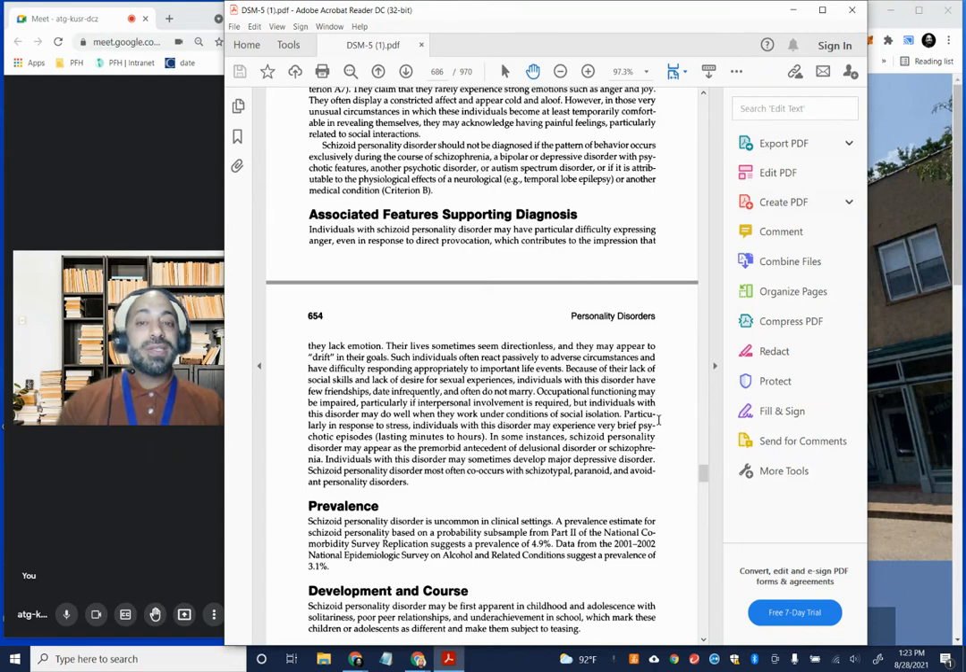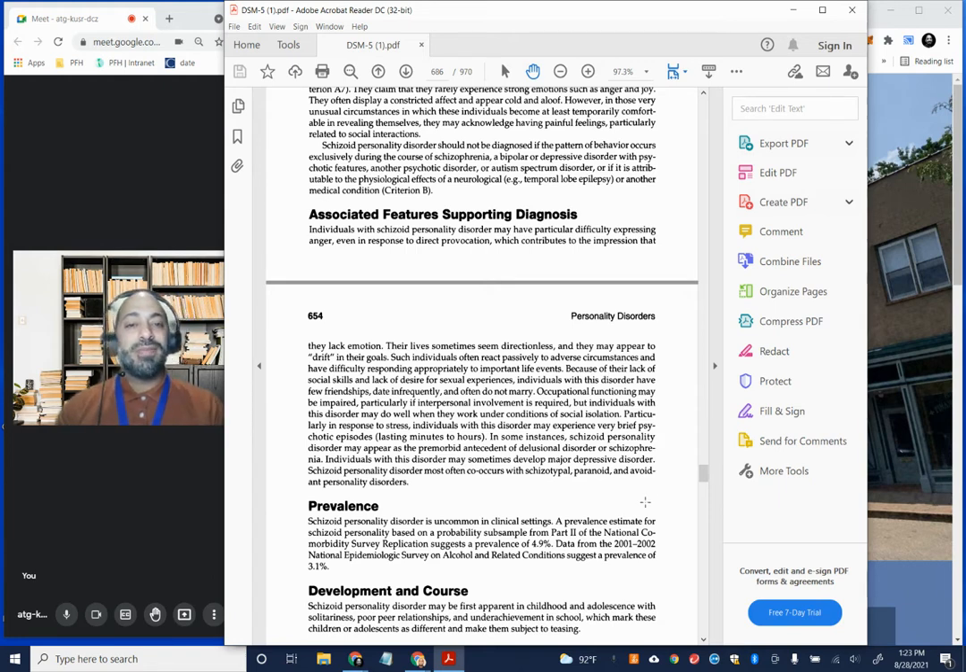Particularly in response to stress, individuals with this disorder may experience very brief psychotic episodes lasting minutes to hours. In some instances, schizoid personality disorder might appear as the premorbid antecedent of delusional disorder or schizophrenia. Individuals with this disorder may sometimes develop major depressive disorder. Schizoid personality disorder most often occurs with schizotypal, paranoid, and avoidant personality disorders.